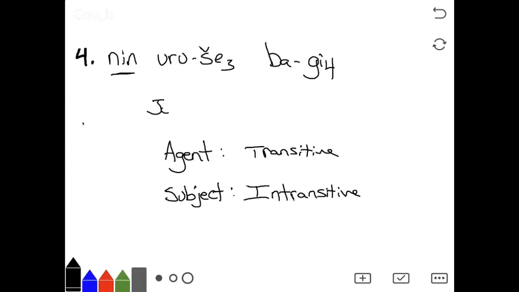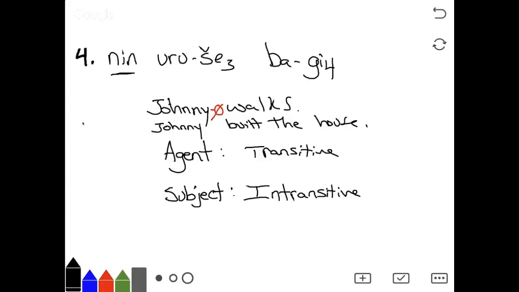So if we were to say Johnny walks, they would mark it with, and forgive me for calling it this, a 0, right? There's no mark. They mark it with nothing. They don't identify it in any way. However, if you said Johnny built the house, so now you have a verb that has an object, they would mark this with an E.